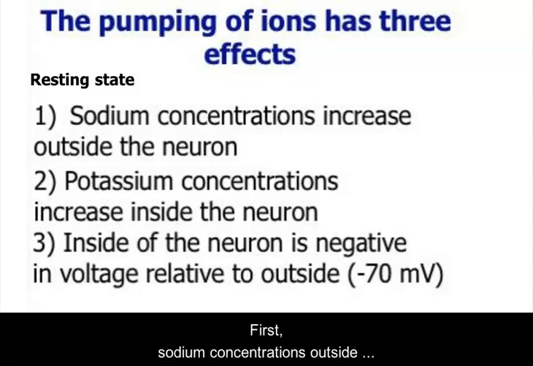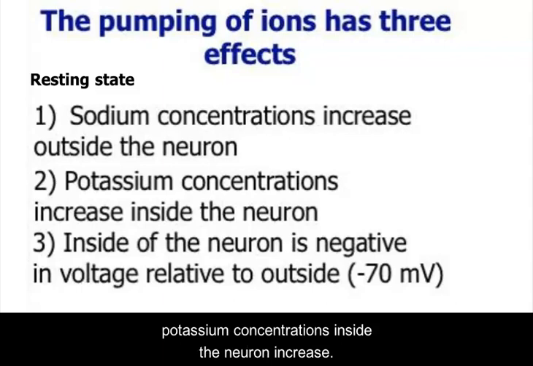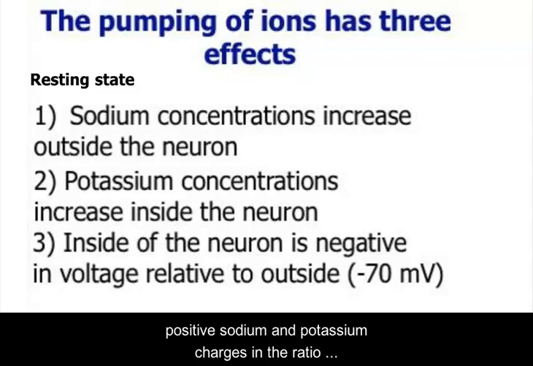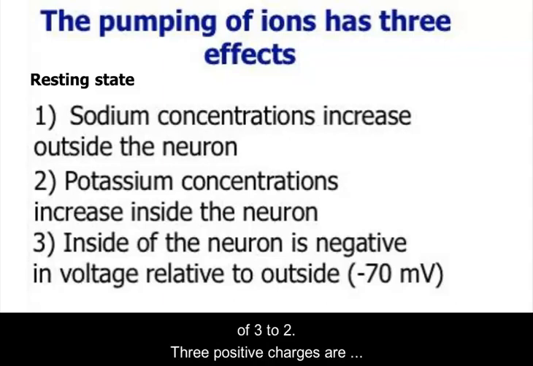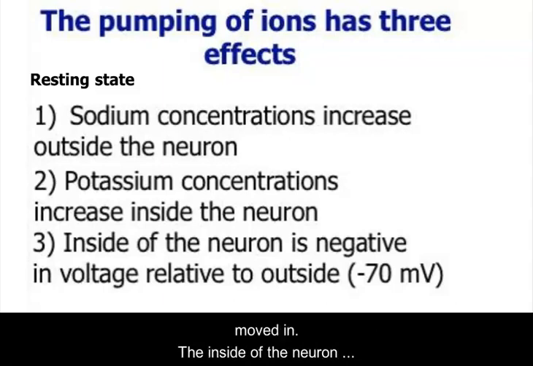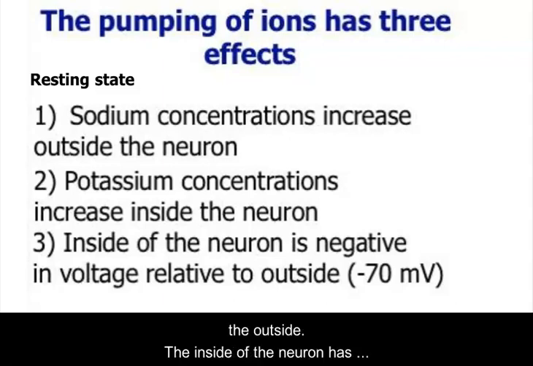First, sodium concentrations outside the neuron increase. Second, potassium concentrations inside the neuron increase. And last, because you're moving positive sodium and potassium charges in a ratio of 3 to 2, 3 positive charges being moved out every time 2 positive charges are being moved in, the inside of the neuron becomes negatively electrically charged relative to the outside.